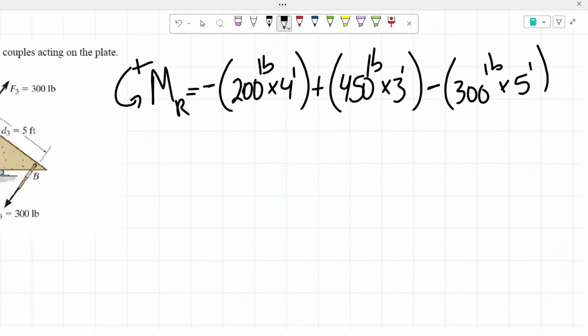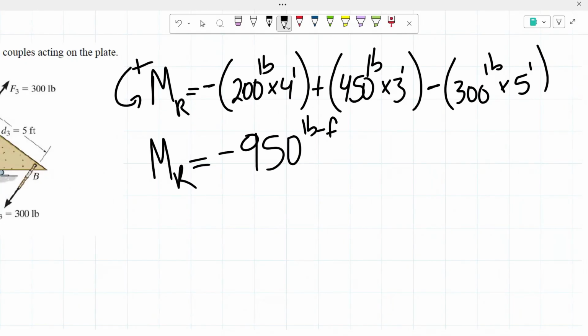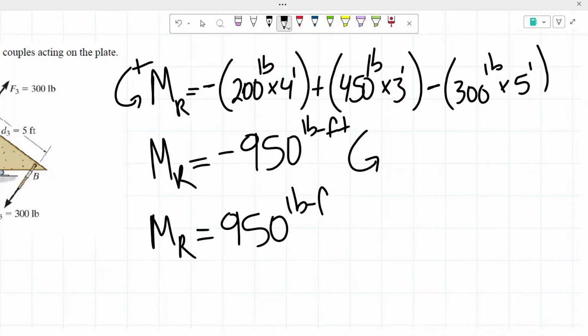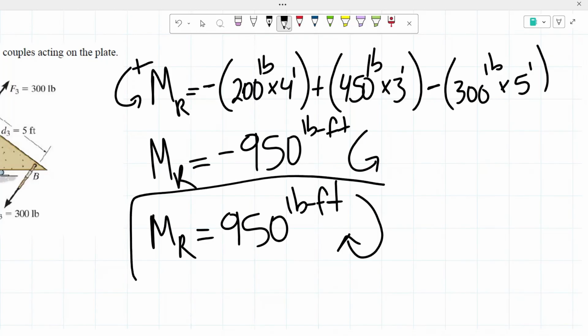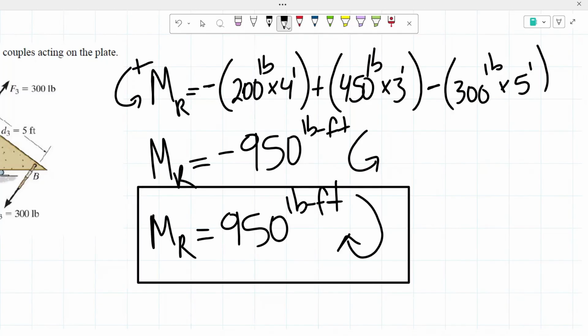Now we simply input this into our calculator. So our resultant moment is equal to negative 950 pound-feet going counterclockwise. But since we want to deal with positive numbers, we know that our resultant moment is equal to positive 950 pound-feet going clockwise. And just like that, we were able to determine the resultant moment of the three couples acting on the plate.